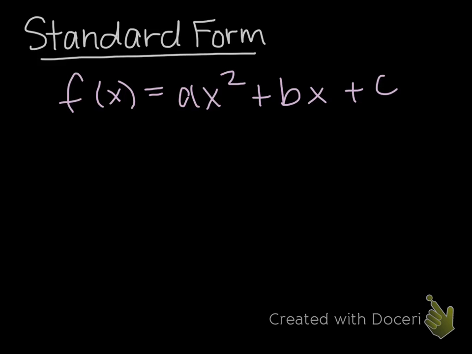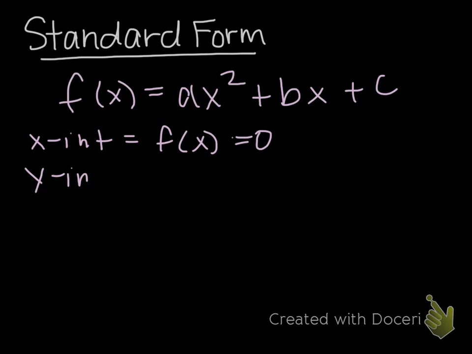So again, a is positive versus a is negative. We'll still determine how the parabola opens. The x-intercepts you still set equal to 0. So for my x-intercepts, I'm still writing f of x equals 0. For my y-intercept, you're going to find f of 0. The only thing that's going to be really different is finding the vertex.